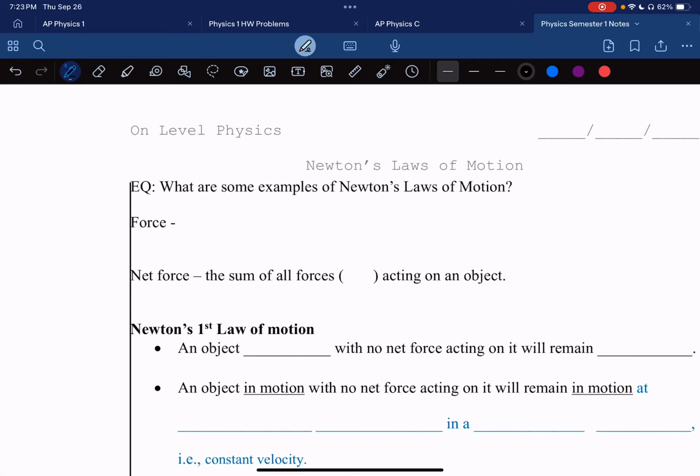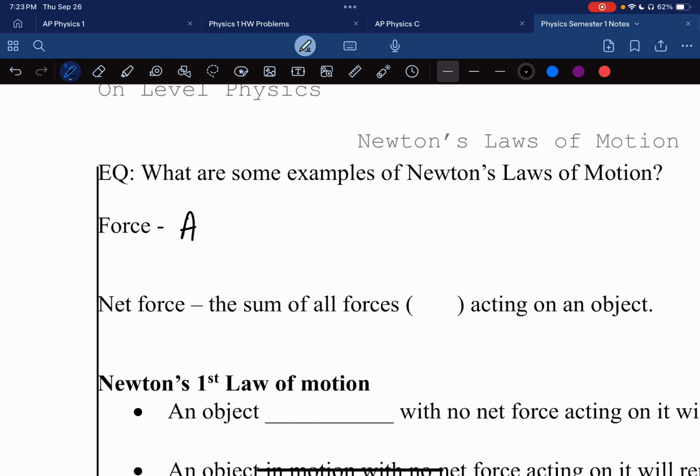Okay, Newton's laws of motion. Before we get to Newton's laws of motion, we need to talk about what a force is. And we'll just describe it as a push or a pull. So if you can imagine something as being a push or a pull, then that's what we call a force. That's what we mean by forces.